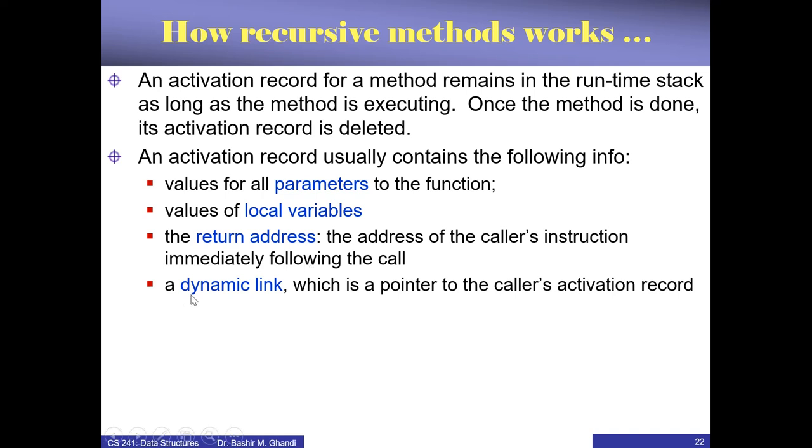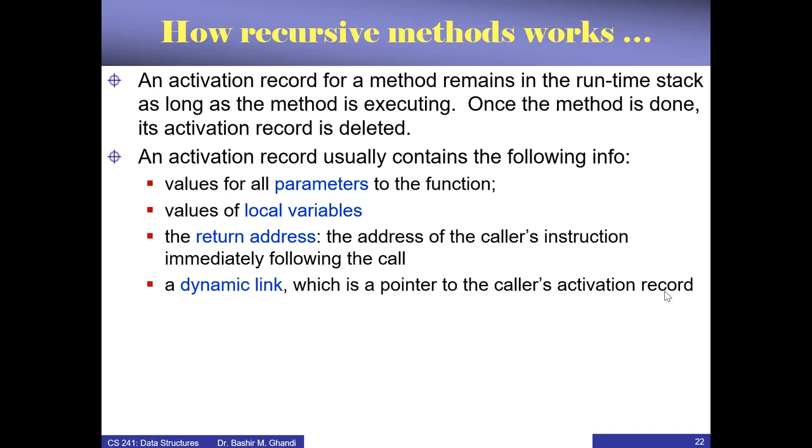Okay, there's another piece of information called the dynamic link. This is a pointer to the caller's activation record. Because from the called method, we need to access the caller's activation record, for example, to store the return value. So one of the pieces of information stored in the activation record of the called method is the activation record for the caller.